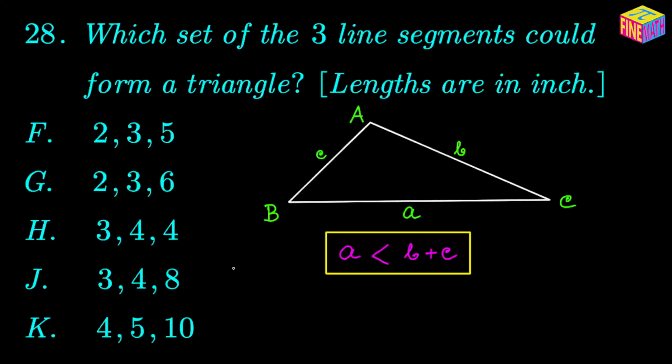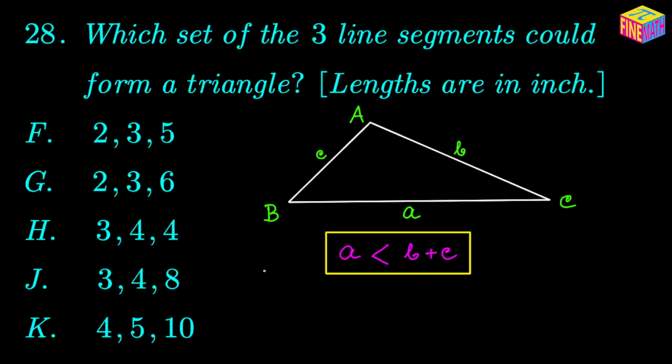Now using this concept, we have to find the correct answer, so let's try one by one. If you look at the first option, option F, the three line segments are of length 2, 3 and 5 units. 5 is the largest one. Now how about the sum of the two smaller ones? Well, the sum is 2 plus 3, which is 5, and the largest one is also 5. So here A is equal to B plus C, instead of A being less than B plus C. So the first option will not work. Those line segments cannot form a triangle.